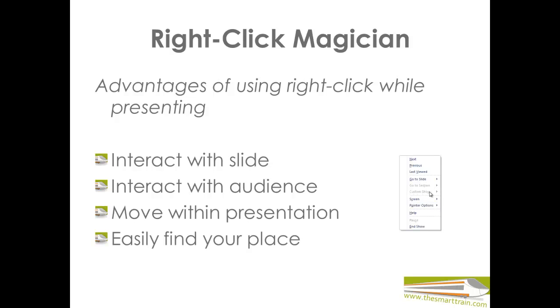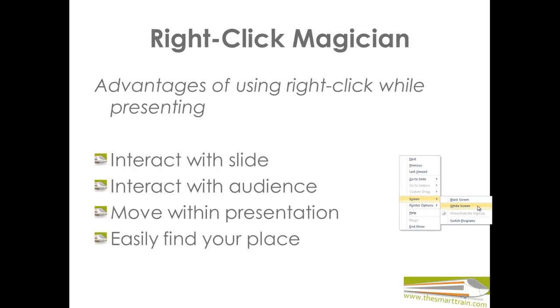Go to Section is a new option available in Office 2010, and Custom Show has been there all the time, but it's greyed out because we don't have any custom shows created. In order to access this option, you need to have created custom shows. Check out the smarttrain.com library for videos on how to create custom shows. Next up is the screen option. There is a quick free smartcast available that describes how to use these options using keyboard shortcuts. You should check it out.